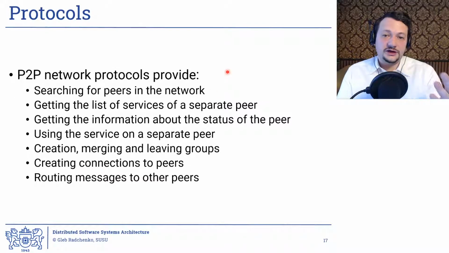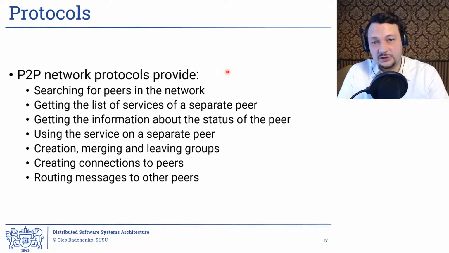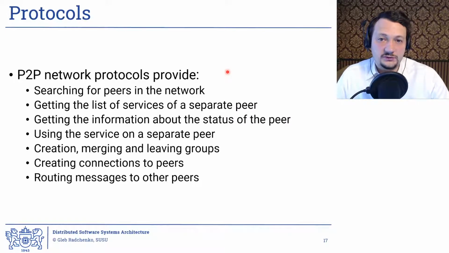So to organize the work of the peer-to-peer system, we need to establish a set of rules. And this set of rules is established in the form of protocols. Peer-to-peer network protocols provide a lot of facilities. They provide the possibility to search for peers in the network, get the list of services from a separate peer, get information about the status of the peer, use a service on a separate peer, create, merge, and leave groups, and all the functionality that we described before should be implemented using peer-to-peer protocols.